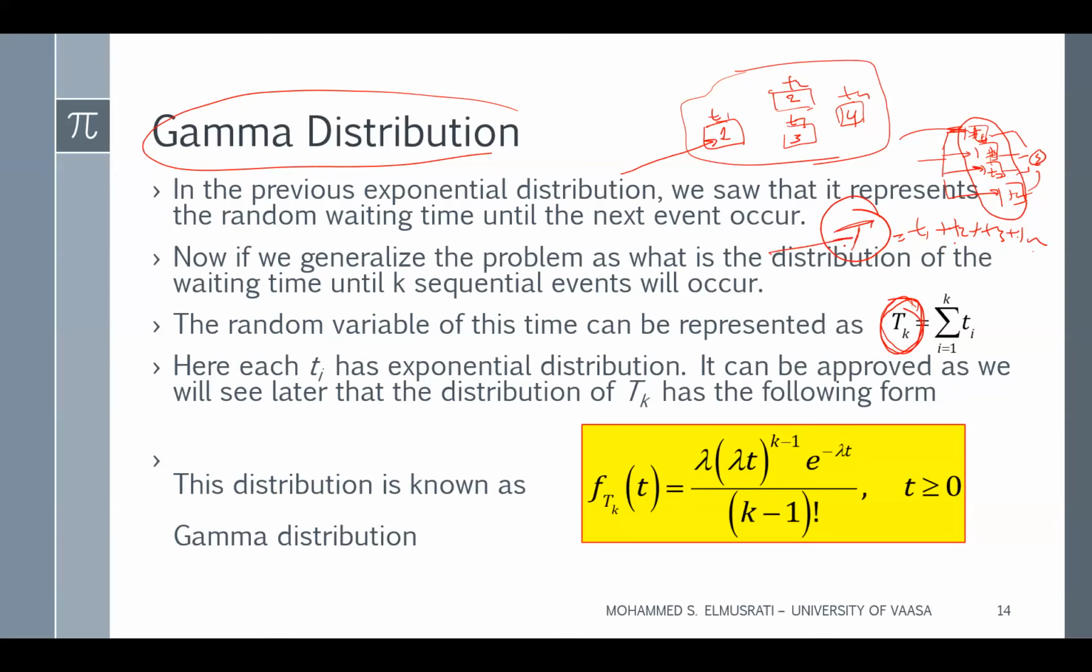What is the distribution of this T? The distribution of this T is given as the gamma distribution. As you can see, here we assume that lambda for each one is the same. Everyone has the same lambda, the same rate. So we have lambda times (lambda T) to the power K minus 1, e to the minus lambda T, divided by (K minus 1) factorial. So this distribution is known as the gamma distribution.